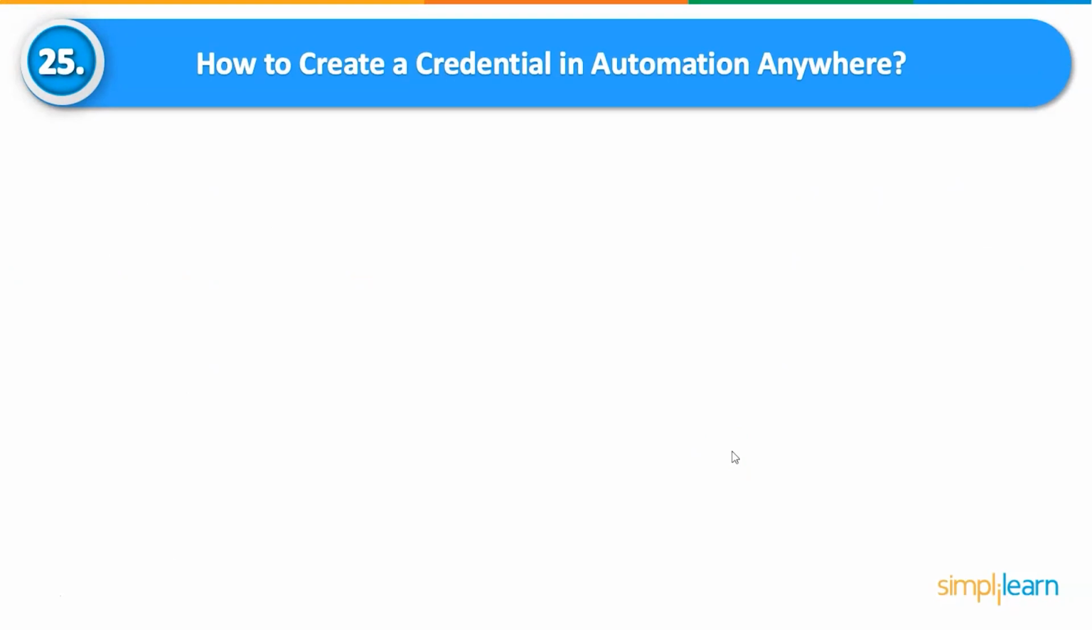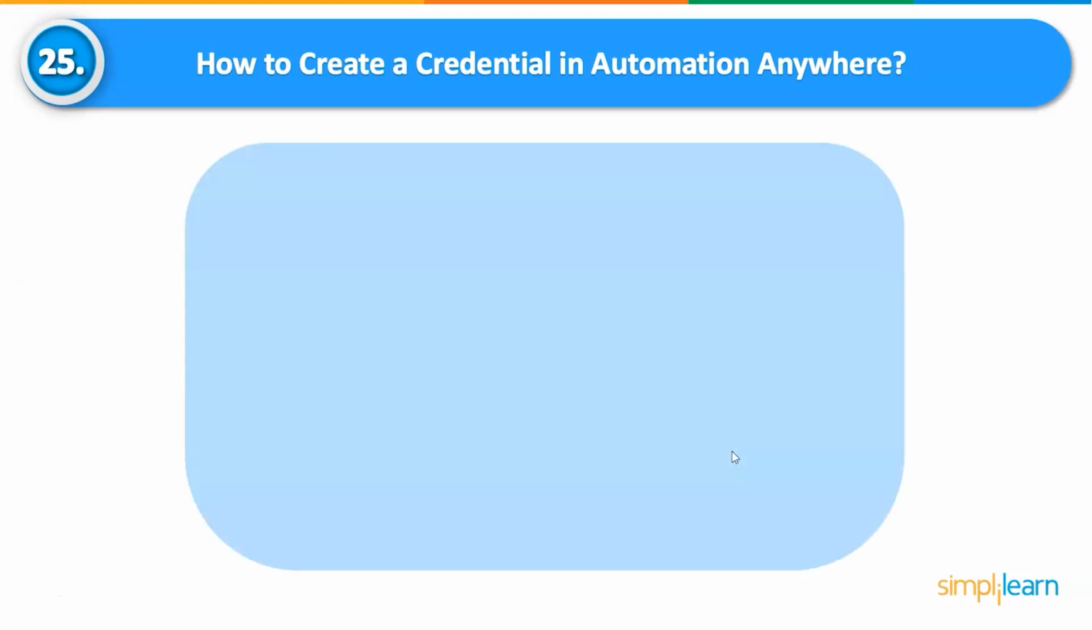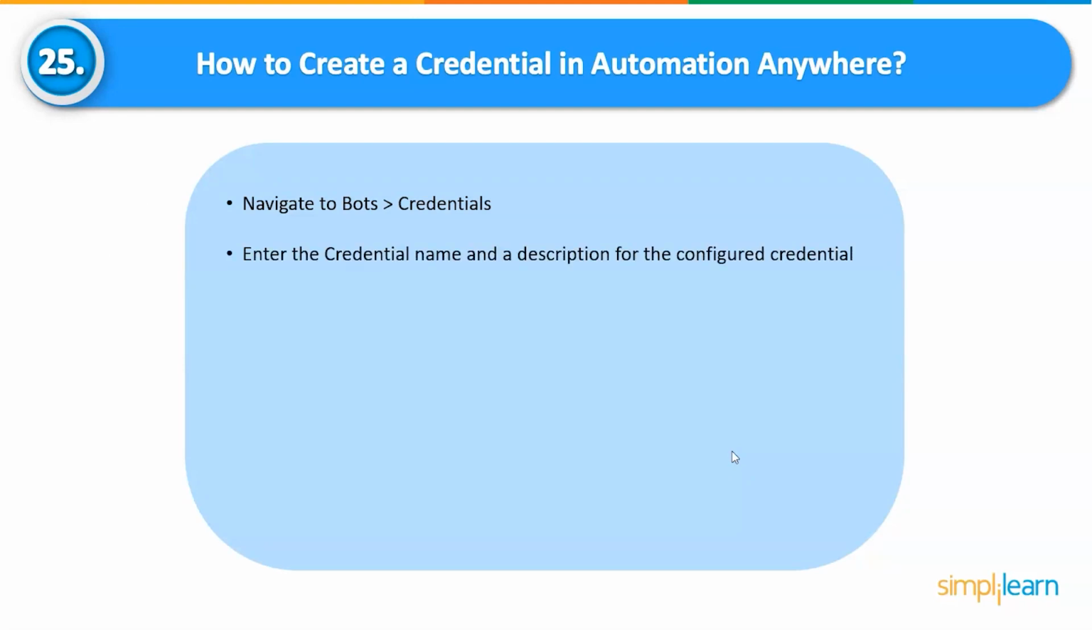How to create a credential in Automation Anywhere. Step 1. Navigate to Bots and go to the Credentials section. Then enter the credential name and a description for the configured credential. Then enter the attribute name and supply the description for the attribute.